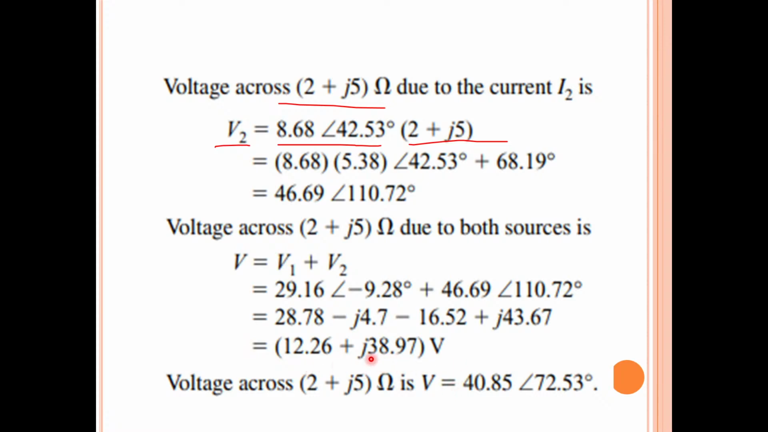Okay, it is in rectangular. Convert that into polar. You will get 40.85 at an angle of 72.53 degrees. This is the voltage across 2 plus j5 ohms by the superposition theorem for the given circuit. So I have discussed one numerical problem with independent sources, another with dependent sources, and another with AC sources. So this is about the superposition theorem.